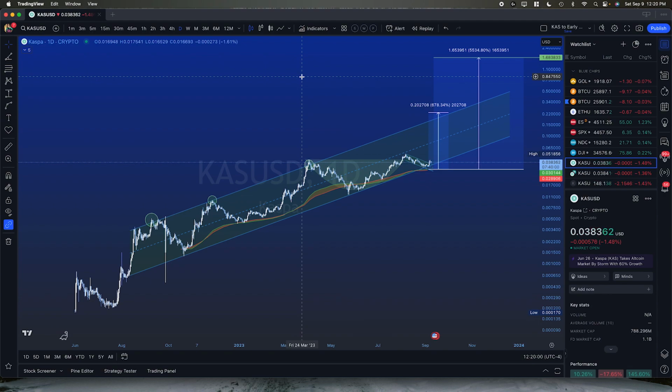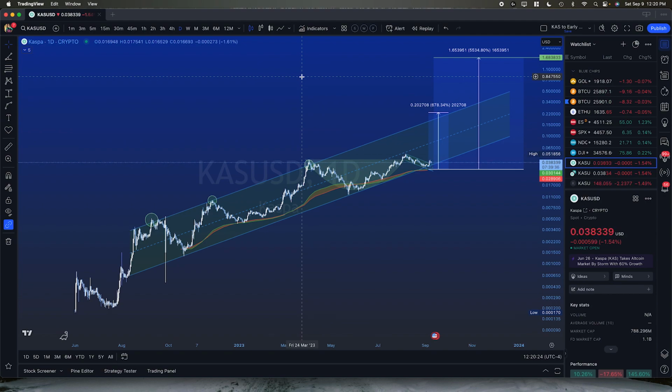So today, we're going to talk about the Kaspa chart. And not only the Kaspa chart, but also the Bitcoin chart. And more specifically, the Bitcoin chart from 2010 and 2011.